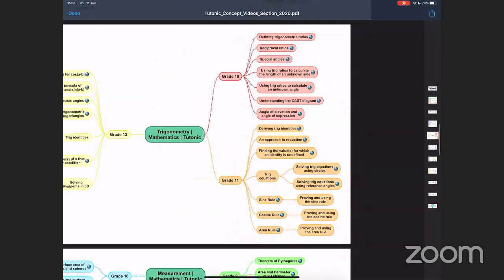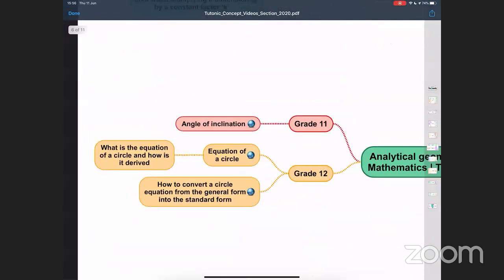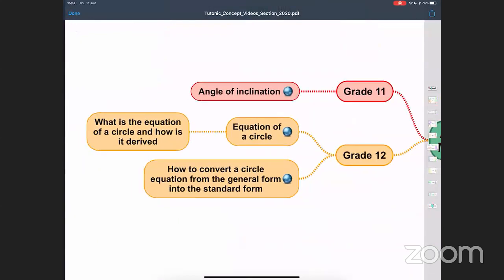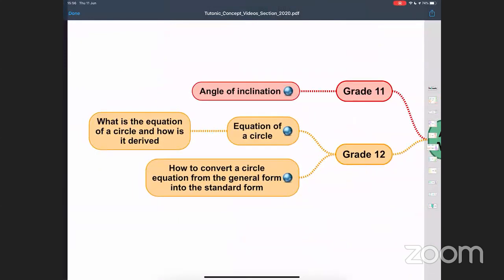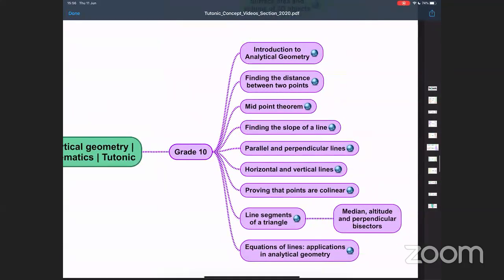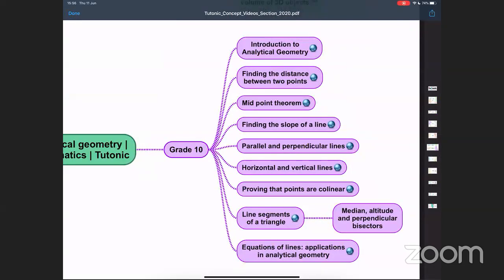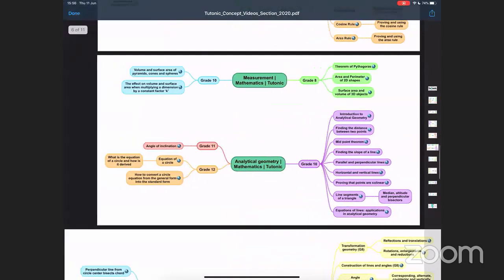Also, if you look here, you're surprised how many questions. Now look here, analytical geometry, grade 12. Not a lot, right, guys? But look at the grade 10. How many of these things do you see in your exams? All the time, right? Midpoint theorem, distance, gradient, horizontal lines.